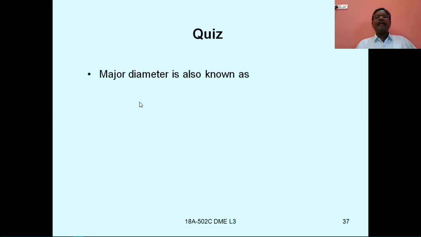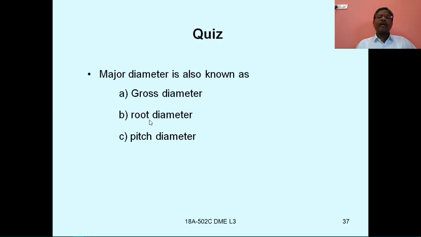And the major diameter is also known as: gross diameter, root diameter, pitch diameter, none of the above. You can pick any one answer. Once again: gross diameter, root diameter, pitch diameter, none of the above. The answer is gross diameter. The major diameter is the largest diameter and is also called the nominal diameter, which is represented by the small letter d. So gross diameter is the answer.